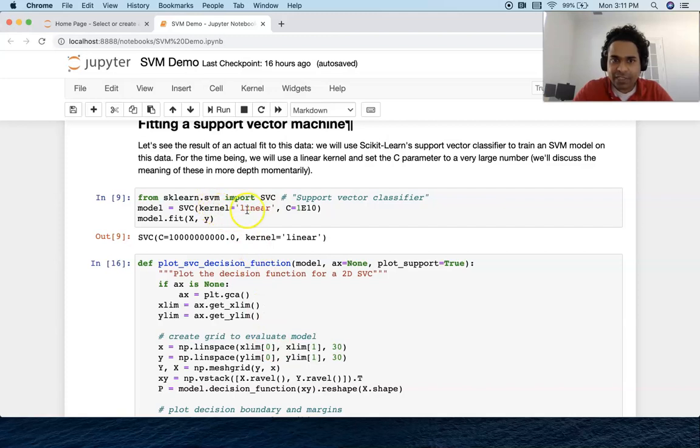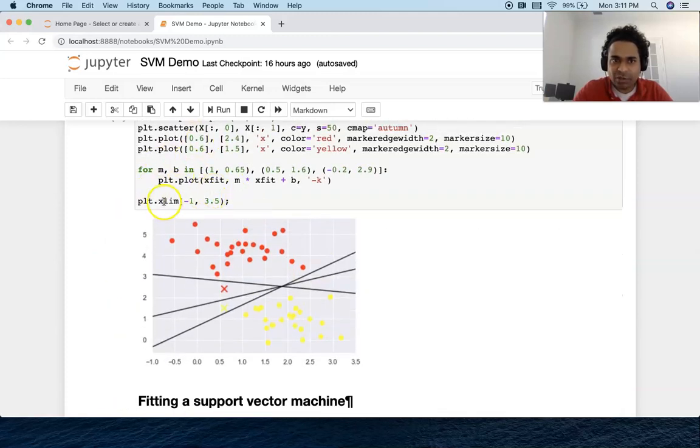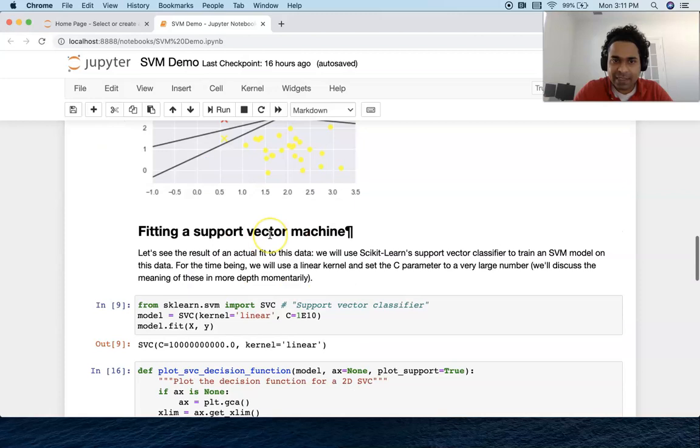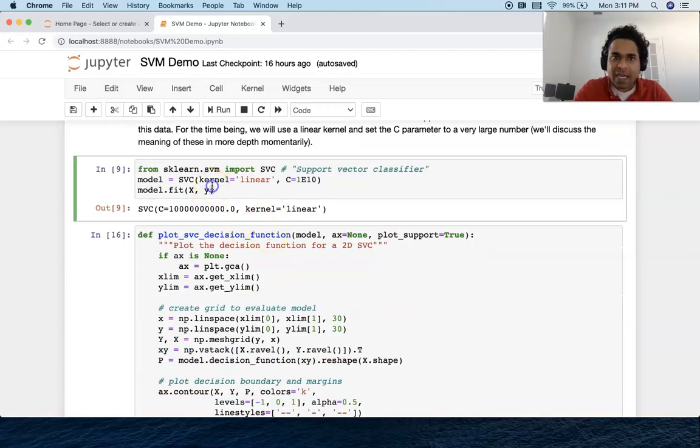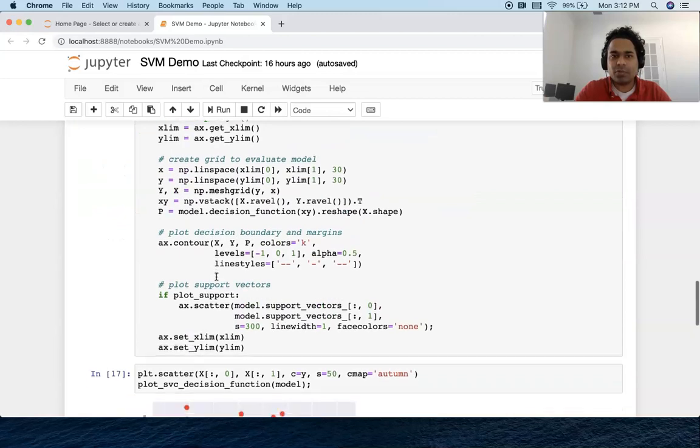And for that, I take my data set. So I formed my data set already. I have X and Y as my data set. I can import SVC, which is scikit-learn's support vector machine. I have a linear kernel. We have not seen kernels yet, but basically it means that it's just a simple linear model, which is what we have seen so far, right? And I do model.fit and I get my SVC.